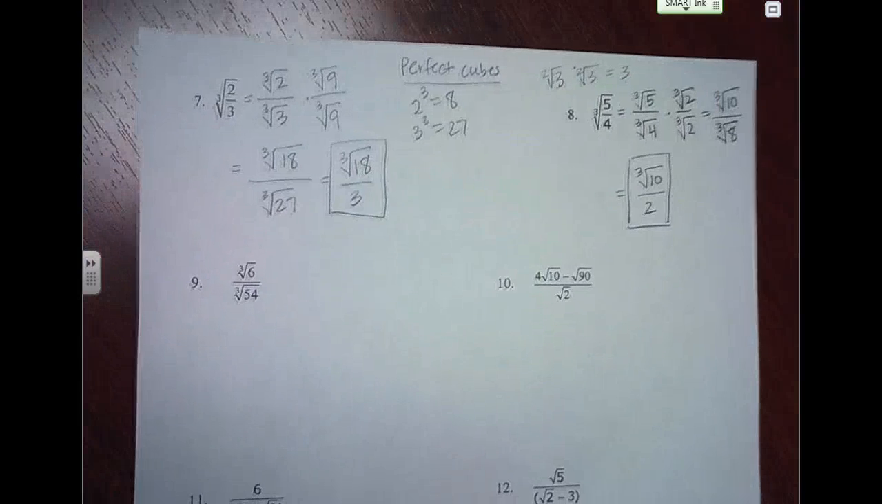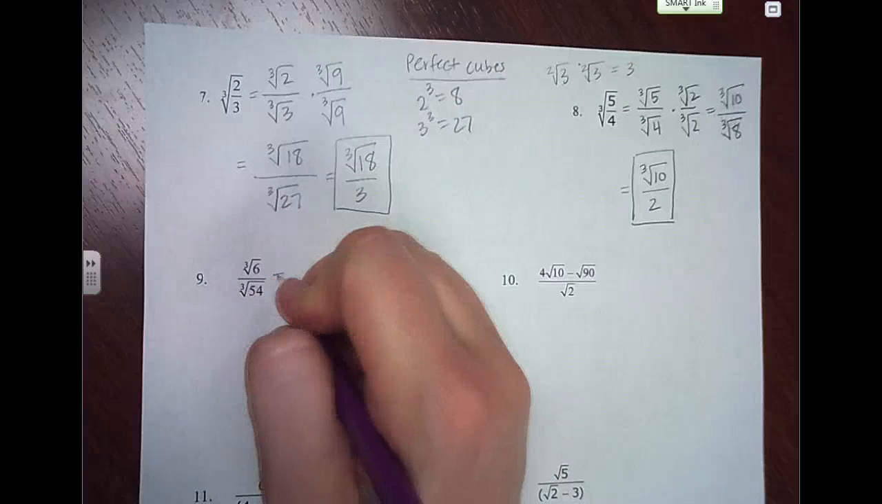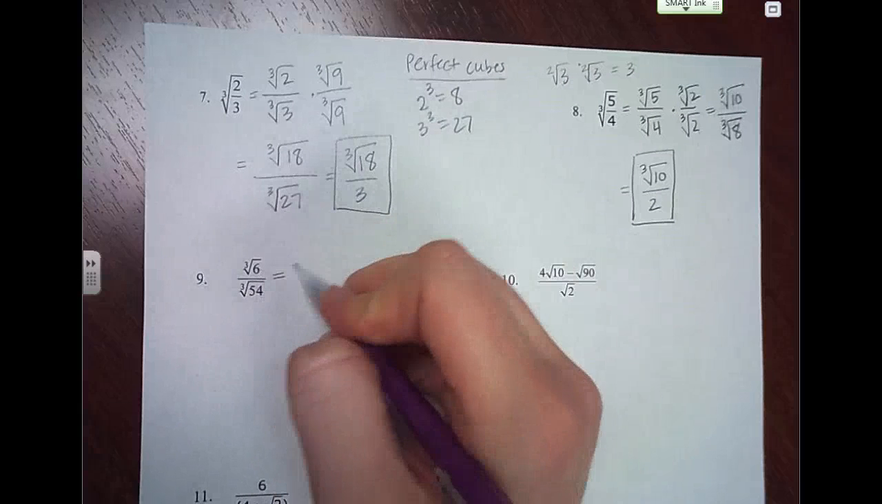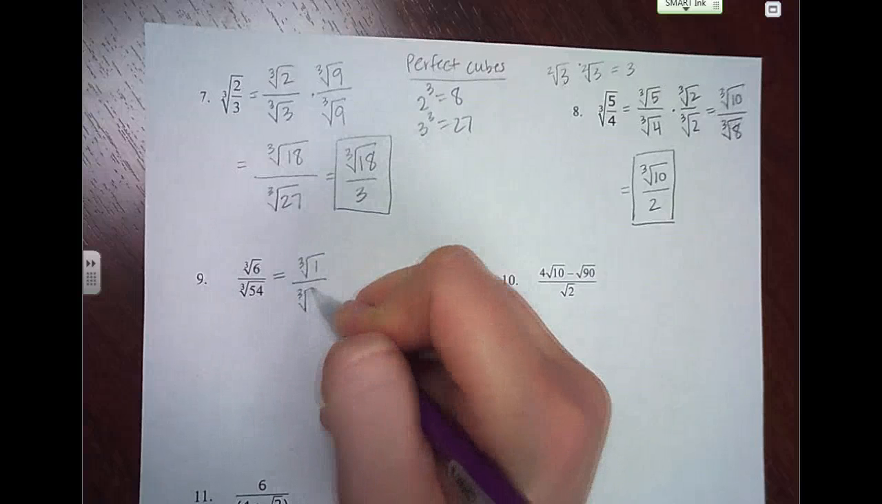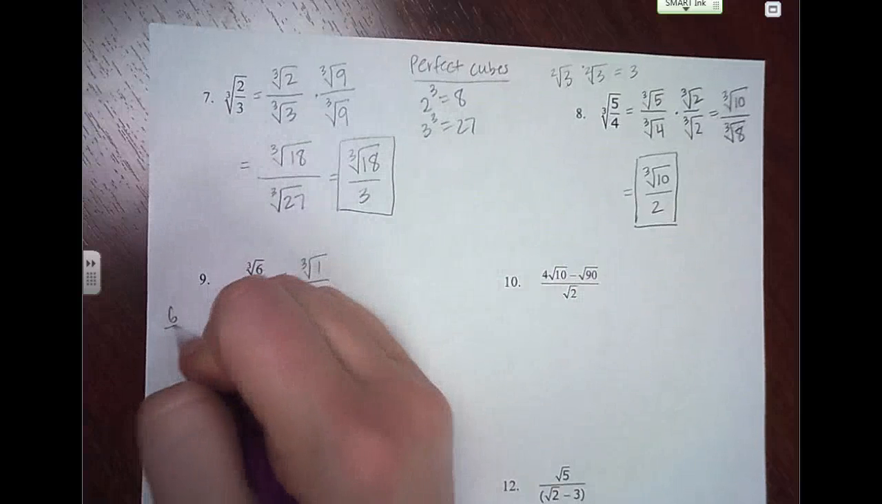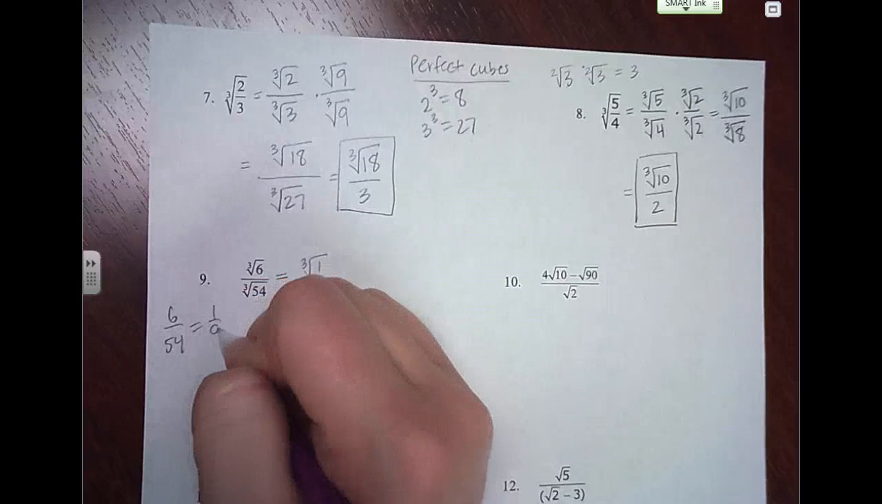Okay, number 9. Let's reduce first. It's going to make it easier. 6 over 54 reduces to 1 over 9, or 1/9. Okay, so I'm just reducing this fraction to be 1 over 9.